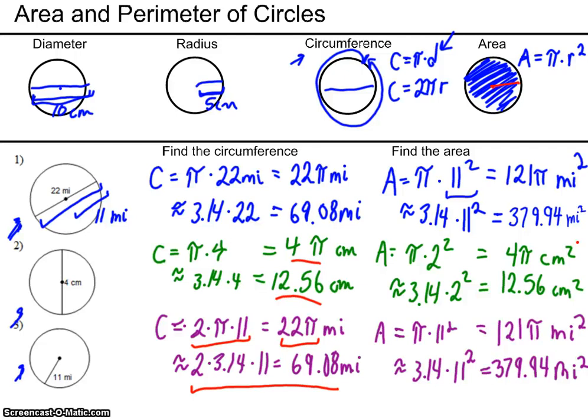And number 3, remember, number 3 is actually the same exact circle as number 1. In number 1, we had to cut the diameter in half to use the radius. Remember, pi times radius squared. But in number 3, they gave us the radius to begin with, so we could just do pi times the radius squared, or 3.14 times 11 squared, to get an answer of 121 pi square miles, or 379.94 square miles.